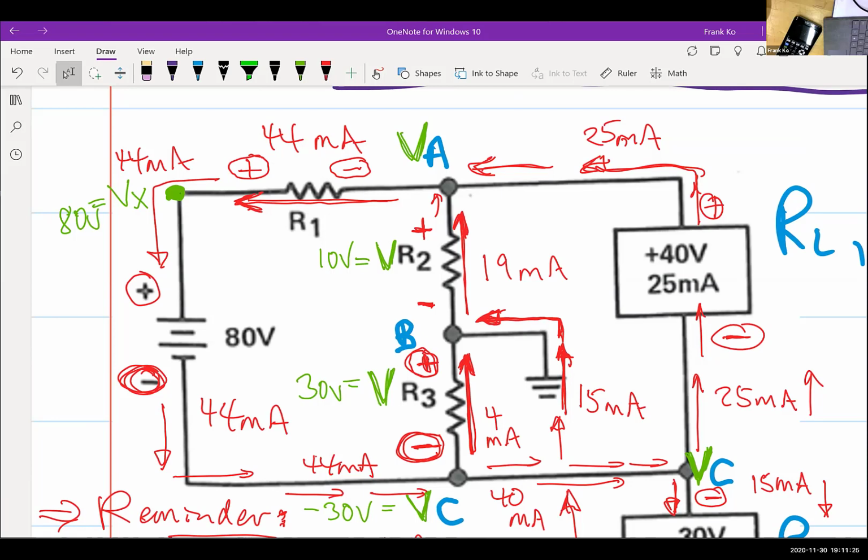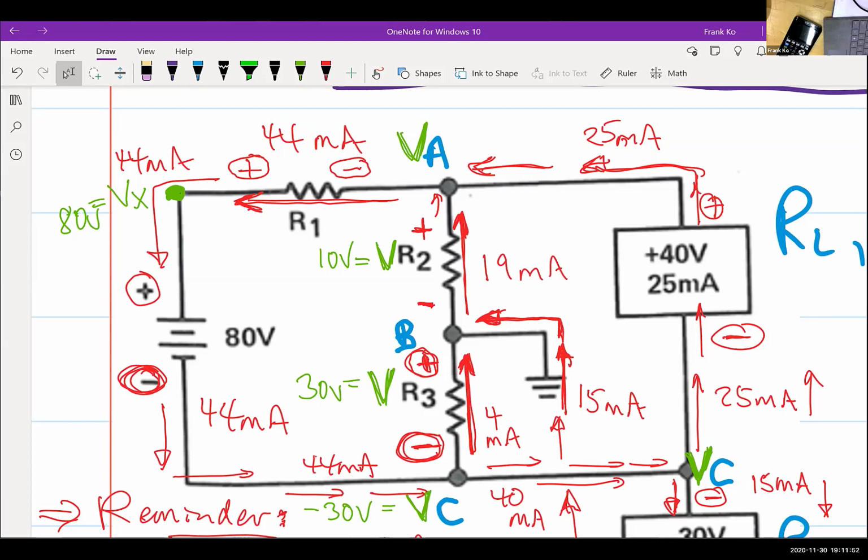Is it 80 minus 40? Is that what Kirchhoff says in any closed loop? Do I have a closed loop right here? Yes. In any closed loop, the algebraic sum must add up to 0 volts. Or in any closed loop, the voltage drops have to add up to the voltage source. That's another way of looking at Kirchhoff's voltage law.